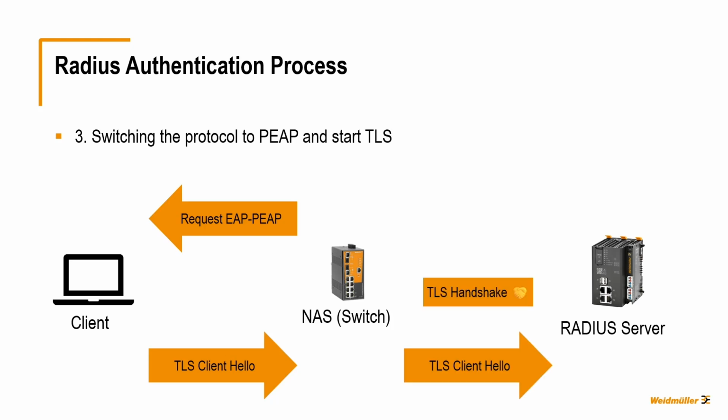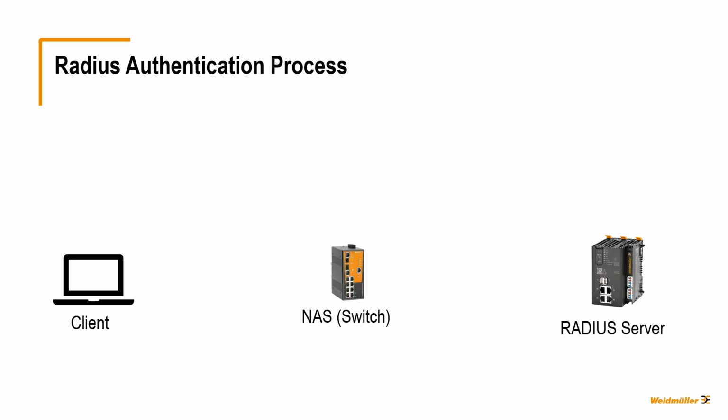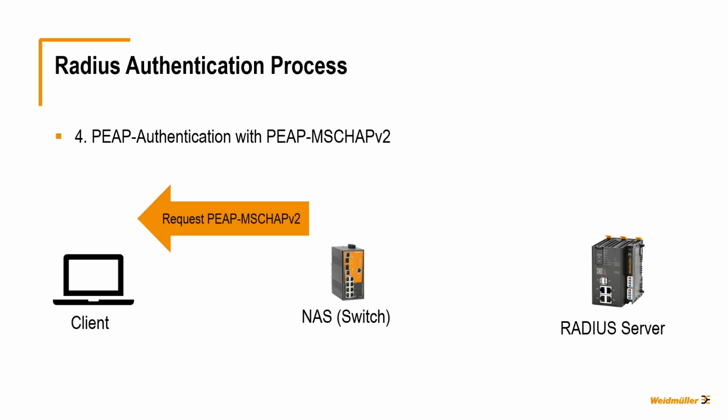From here on, the TLS handshake starts. For a simple overview, the handshake is shortened because it needs a few more steps. After the tunnel has been established, the Redis server sends a PEAP MSCHAPv2 access challenge. In the fourth step, the switch sends this challenge to the client. The client responds to the challenge because the credentials of the user are encrypted now. Nobody in the network can read them.